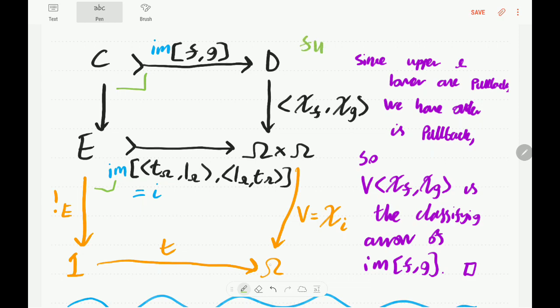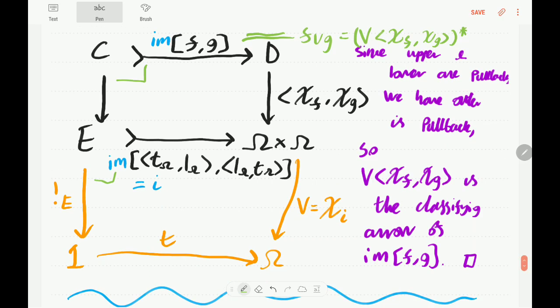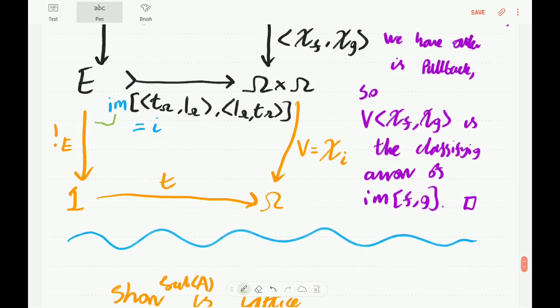F union G is the subobject classified by χf comma χg. We've shown that F union G is Im f comma g, which is as we've claimed.